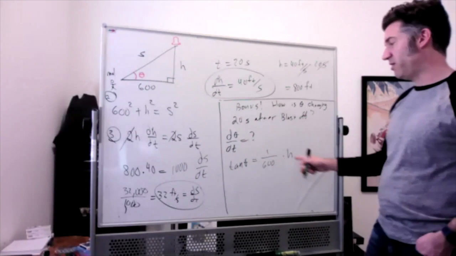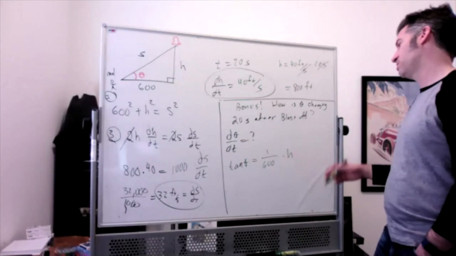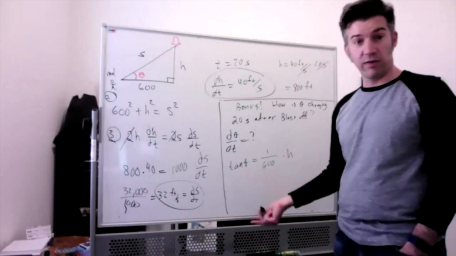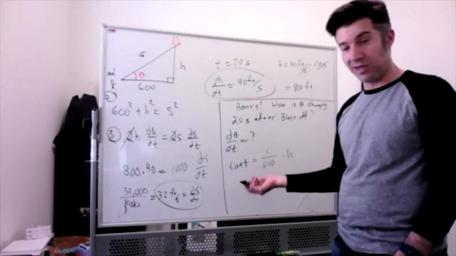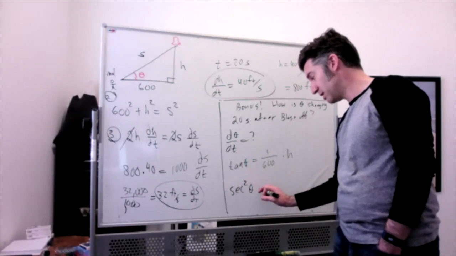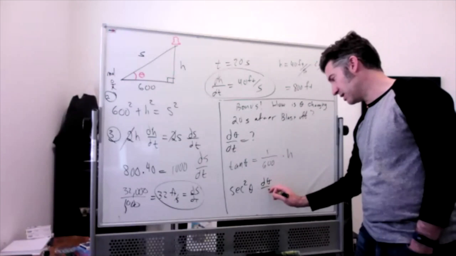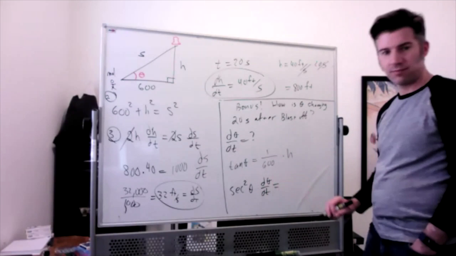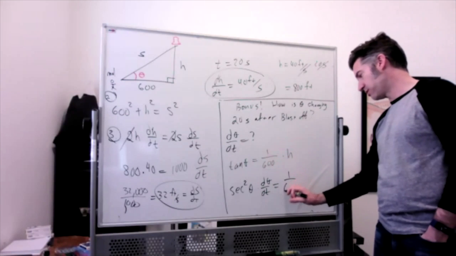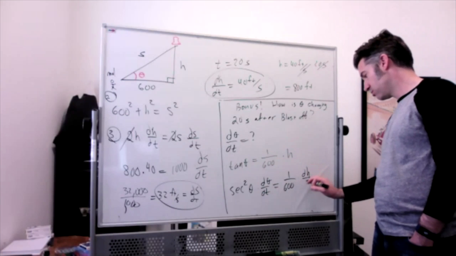In fact, I'd rather even make my life slightly easier here and say, that's debatable. No, I guess I wouldn't. I thought I wanted to. I don't really want to. So let's take the derivative of both sides. What's the derivative of tangent? Secant squared of theta times d theta dt. And the derivative of 1 over 600 times h is 1 over 600 times the derivative of h, which is dh dt.